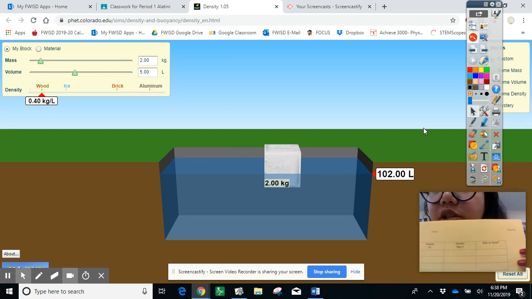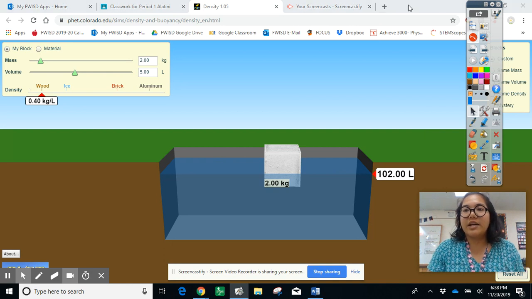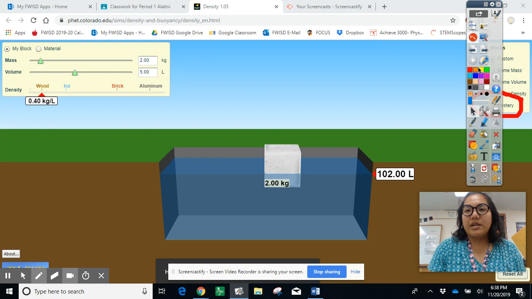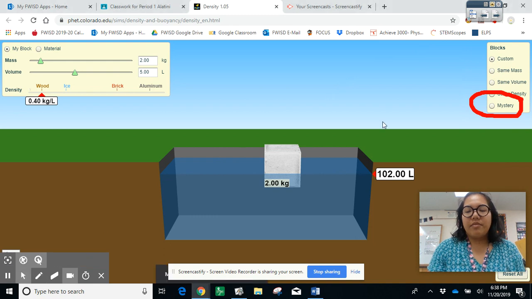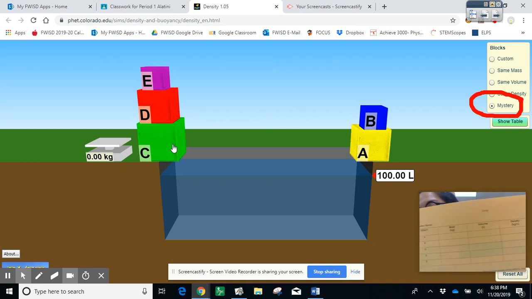So now this one is part 2, mystery blocks. In order for you to do mystery blocks, you're going to have to change the settings one more time. Move this out of the way. And your mystery blocks are over here. Okay, so you can see mystery block right here. So I'm going to click on mystery block. And now it gives you 1, 2, 3, 4, 5 different blocks. On the back part, you have 5 different objects that you need to find the mass, volume, and density.